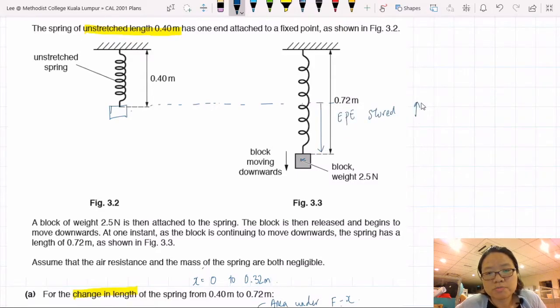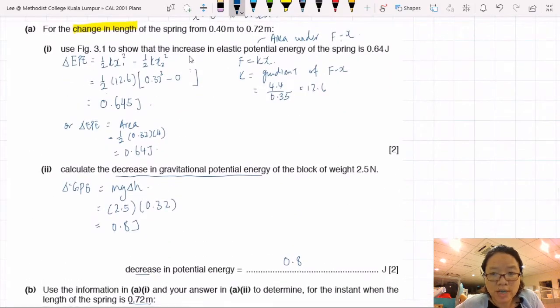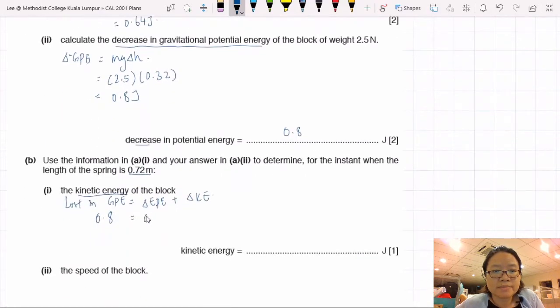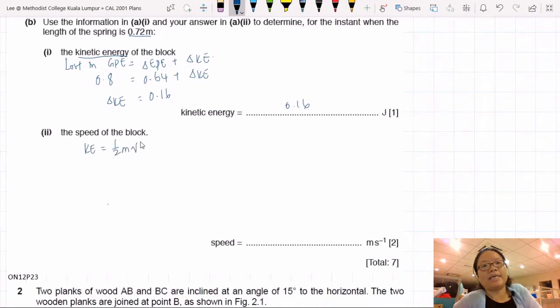So let's think about the energy. You are storing EPE, so EPE increase. KE is also increased because your block is falling faster and faster. But GPE is decreasing. There's no friction. Okay, so to find the kinetic energy, this would be the loss in GPE is equal to the increase in elastic potential energy and the increase in KE. So 0.64 plus the change in KE, so you can find the change in KE lah. So this kind of conservation of energy is useful to think of what become what. In this case, GPE become EPE plus KE. You stretch the spring, you go faster.